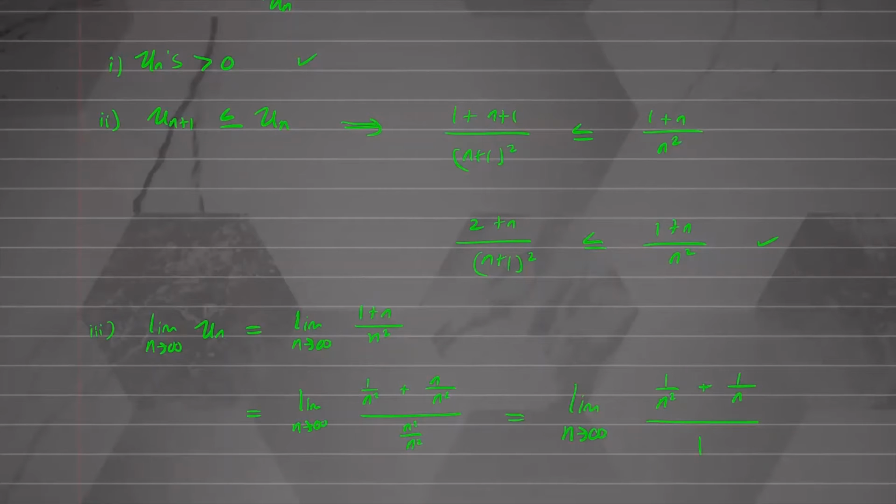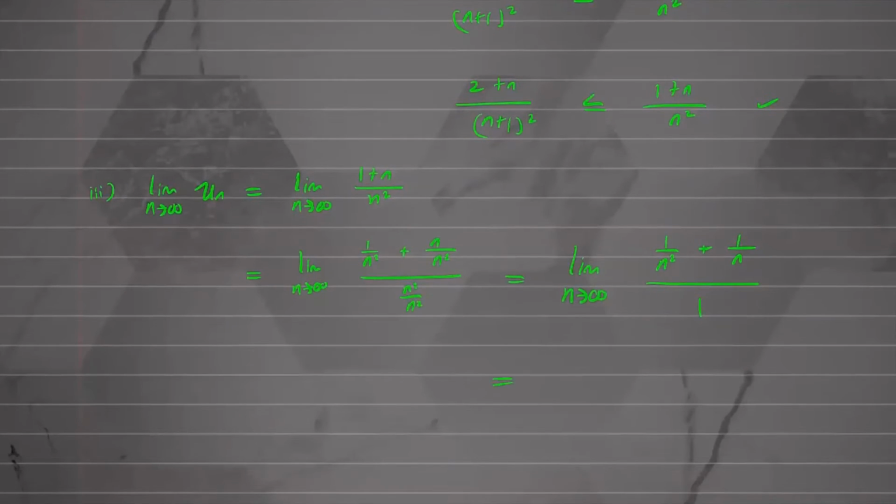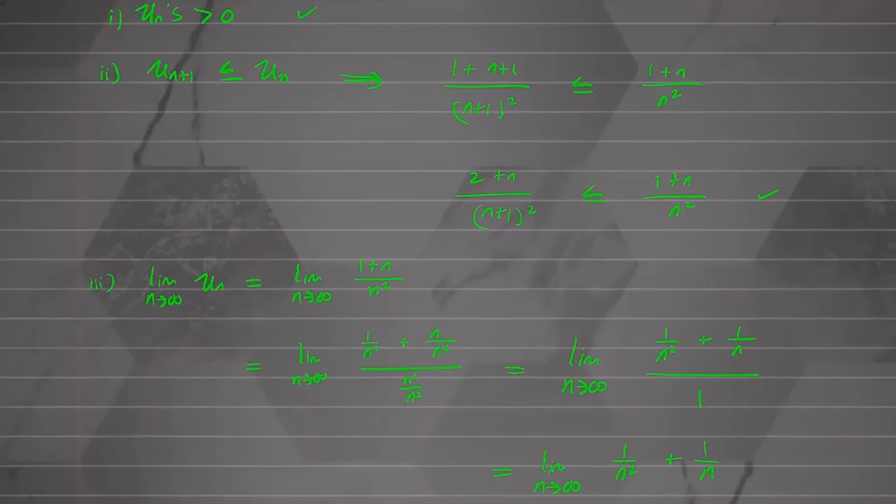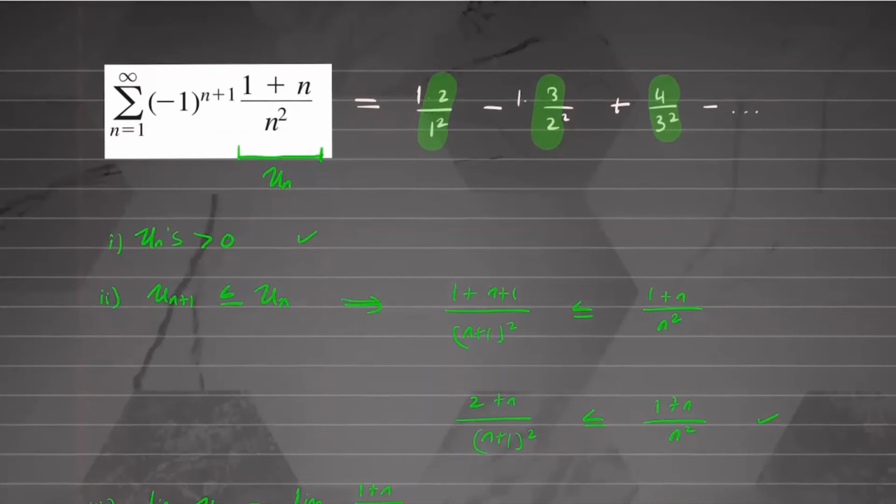So if you take the limit of this as n approaches infinity, you will have 1 over n squared plus 1 over n. Both of these will go to 0. So this limit is 0. So the third condition is also checked. So what does that tell us about this alternating series? It'll converge by the alternating series test. So we can say that this series converges by the alternating series test.